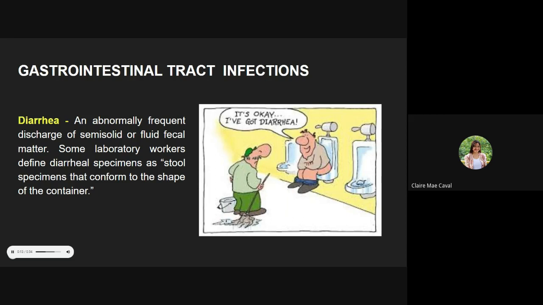Diarrhea is an abnormally frequent discharge of semi-solid or fluid fecal matter. Diarrhea is commonly caused by bacteria, usually from foodborne pathogens or food poisoning, like staphylococcal food poisoning, for example.